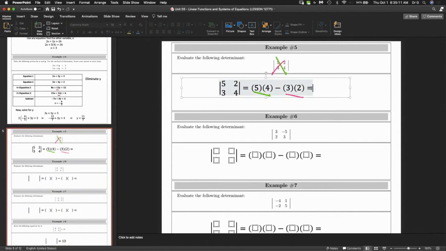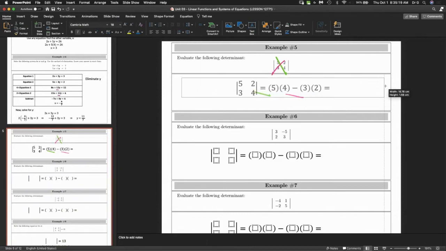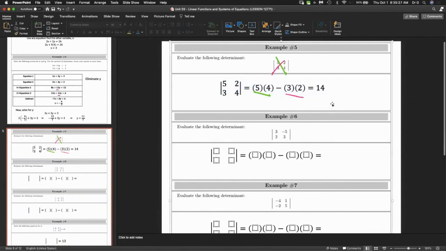It's not a difficult thing to execute as a command, but it is what it is. So if you multiply that out, you get 20 minus 6 is 14. And that's it. What do you think? Is that tricky? Okay. So it's not too tricky.